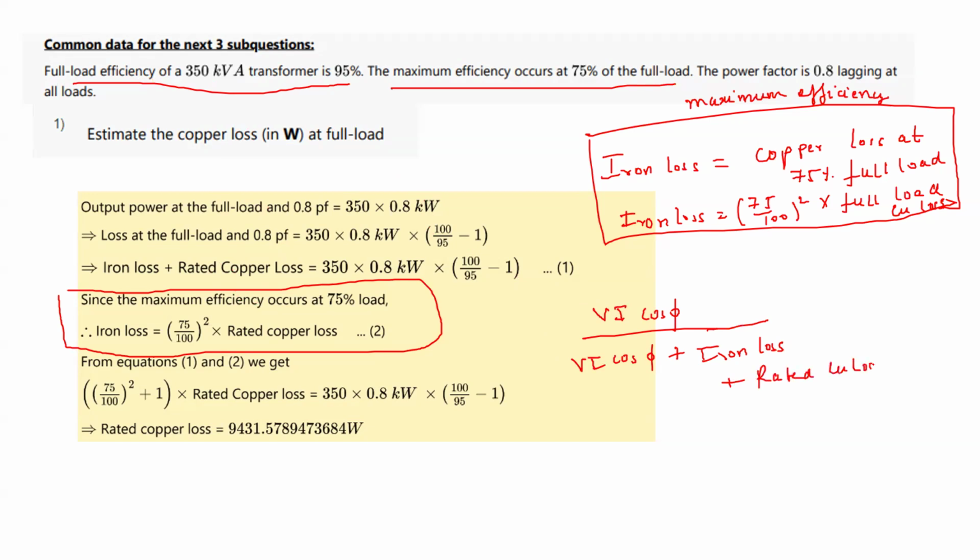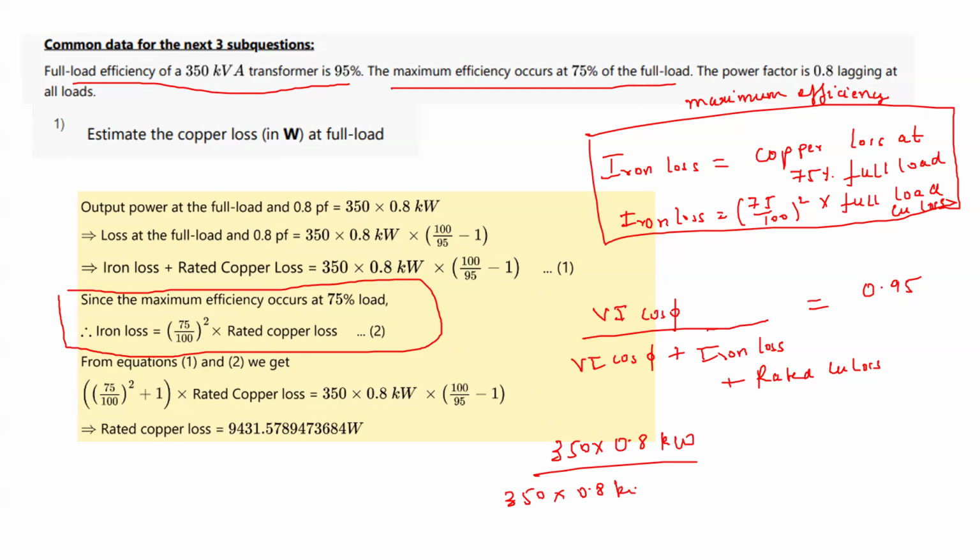So rated copper loss is 95%. Now Vi is 350 kVA. So this is 350 into 0.8. Okay, 0.8, because it is said that the power factor is common for all loads, same power factor. Then 0.8 divided by 350 into 0.8. This is in kilowatt.